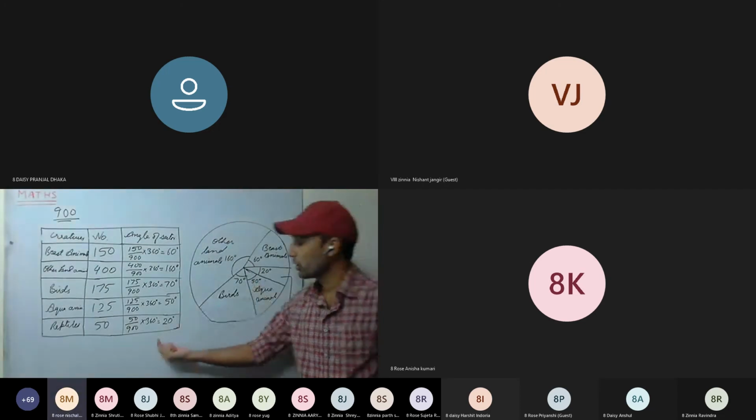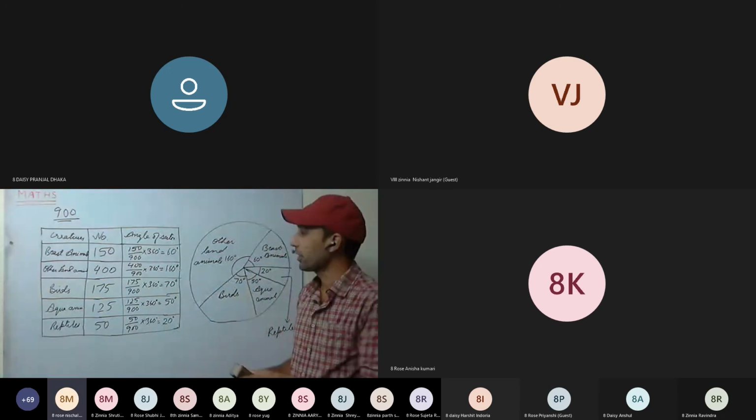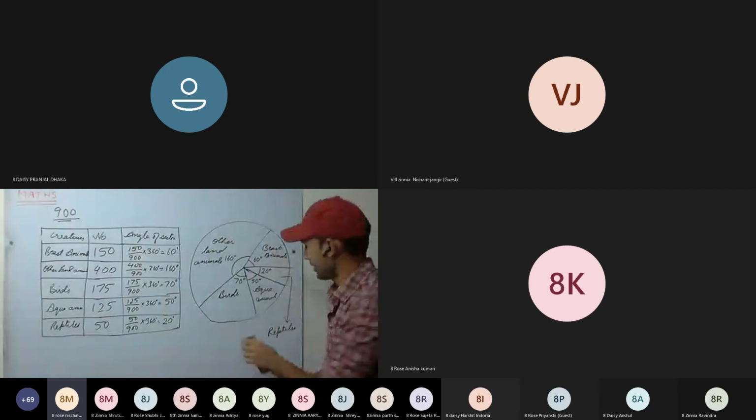Few students have drawn, one student has drawn a bar graph. That's wrong. I haven't asked for the chocolate bars. I asked for the pie chart.